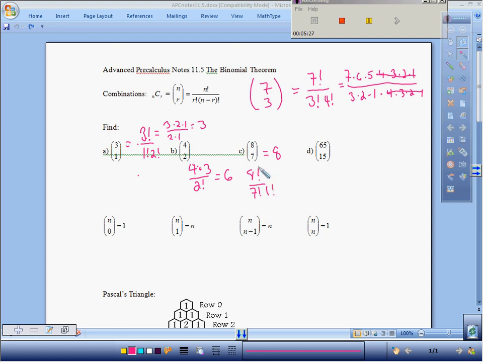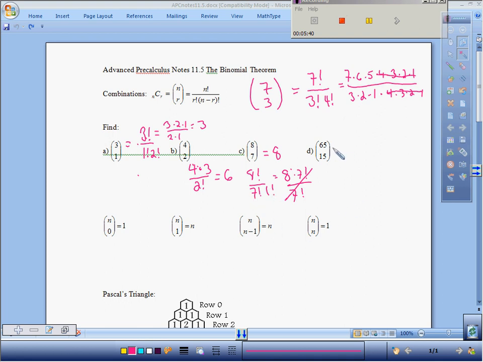So you could think of this also as 8 times 7 factorial over 7 factorial, right? And those are what? See, guys, it's because the formula says it's n factorial over r factorial times n minus r factorial. So 7 is r, right? And this is 8 minus 7.